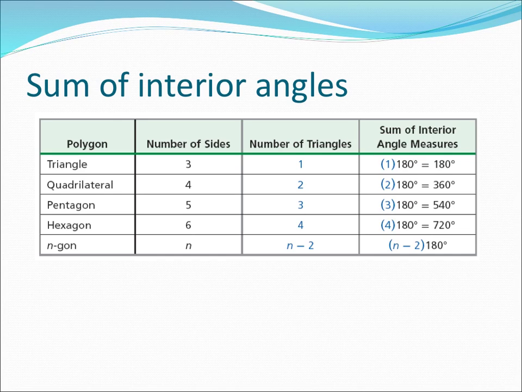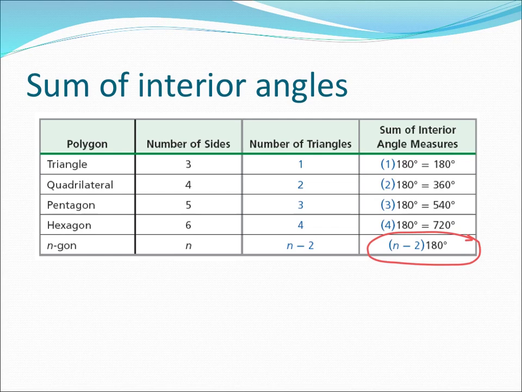The sum of the interior angles in a polygon is found by doing n minus 2 times 180. The number of sides minus 2, times 180. That tells you how many triangles you could get in there. So think about a triangle. If the number of sides is 3, 3 minus 2 is 1. 1 times 180 is 180, the number of degrees inside a triangle.